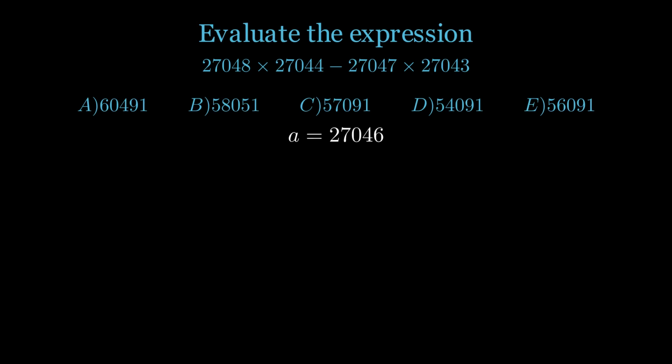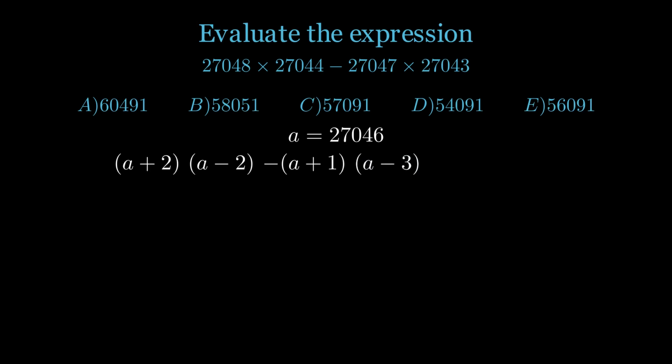We set a equals 27,046, which lies right between all the numbers in the expression. Now, we will rewrite the original numbers in terms of a. First, 27,048 becomes a plus 2, and 27,044 becomes a minus 2. Next, 27,047 becomes a plus 1, and 27,043 becomes a minus 3.